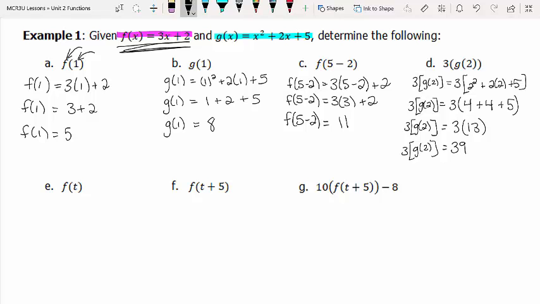Okay, the next two examples show you that you can also plug in variables. So this part E says, what is f at t? So I'm going to take the function f at x and replace the x with a t. And that's all we can do, right? These guys are not like terms.